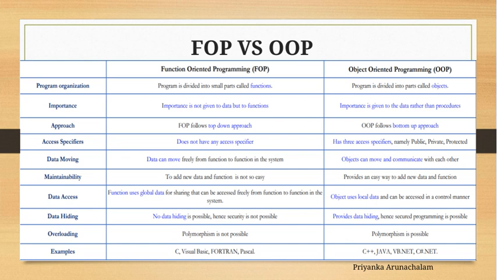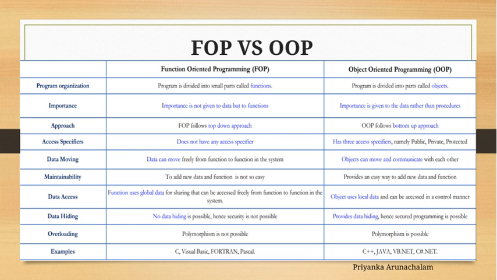Let's take a closer look at FOP versus OOP. These are two fundamental programming paradigms that shape how we write and organize our code. First, with FOP, or functional programming, the focus is on pure functions, avoiding shared state and mutable data. It emphasizes immutability and stateless functions, which can make your code more predictable and easier to test. On the other hand, OOP, or object-oriented programming, organizes code around objects. Think of them as real-world entities that bundle data and behavior together.